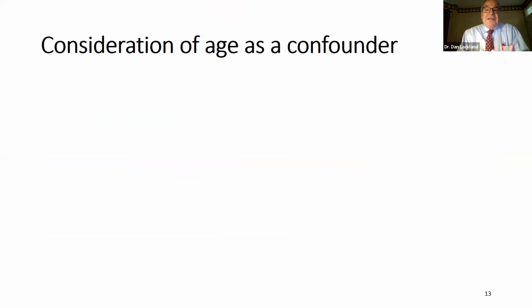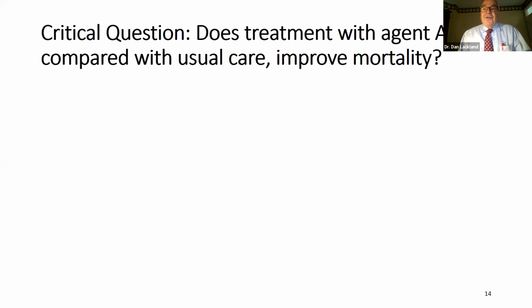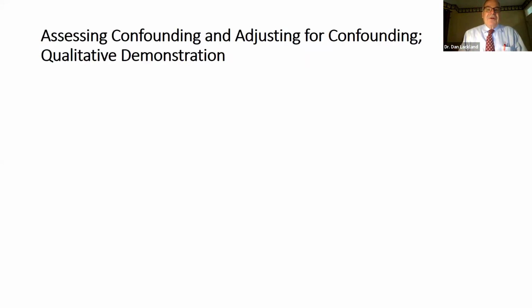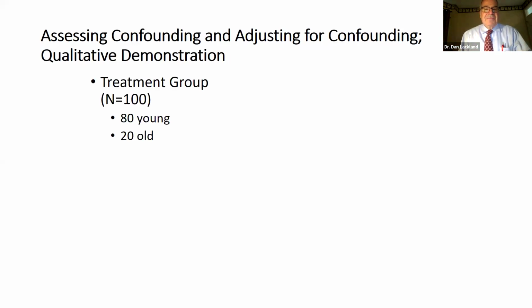So our consideration in this case is looking at age as a confounder. And our critical question here is, does treatment with agent A compared to usual care improve mortality? Probably a question that Dr. Weber asked with his trials, Dr. Welton asked very easily, a very, very simple type of question. Let's move it forward, thinking about treatment A. In this case, we're going to assess confounding and adjust again for confounding.